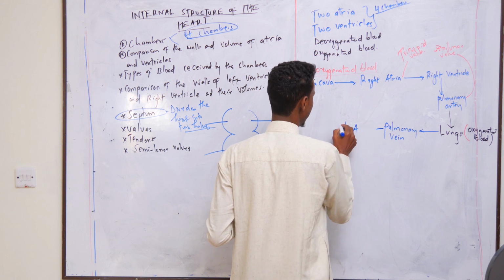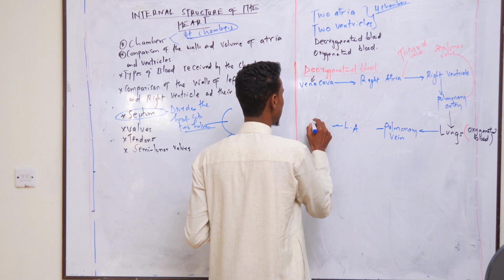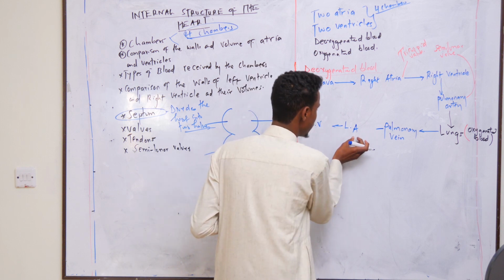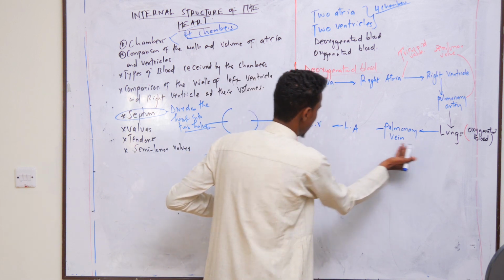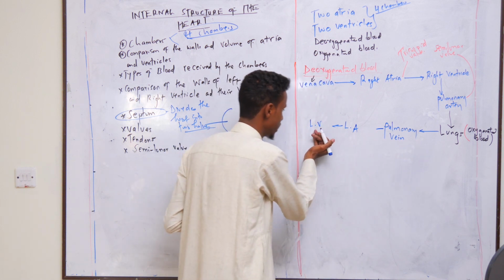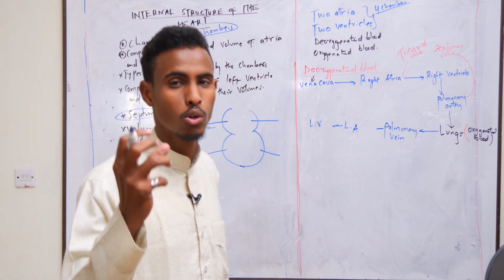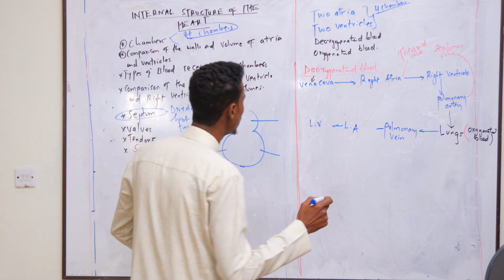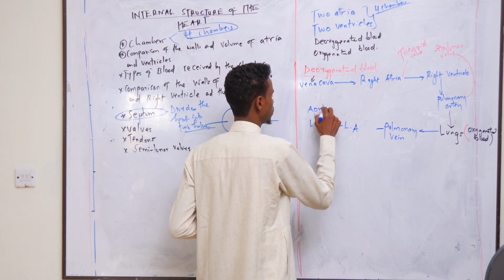From the left atria to the right atria? No, from the left atria to the left ventricle. Pulmonary vein, left atria, left ventricle. Now from the left ventricle, blood is pumped out of the heart through the aorta.